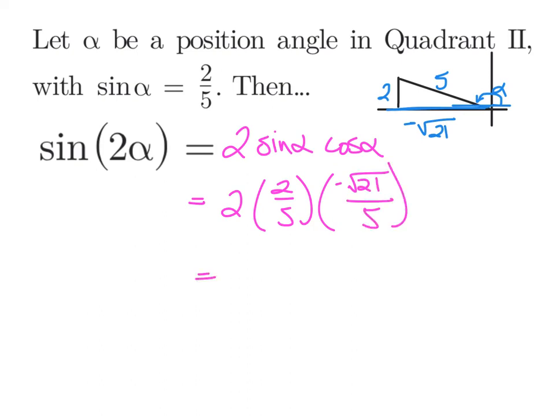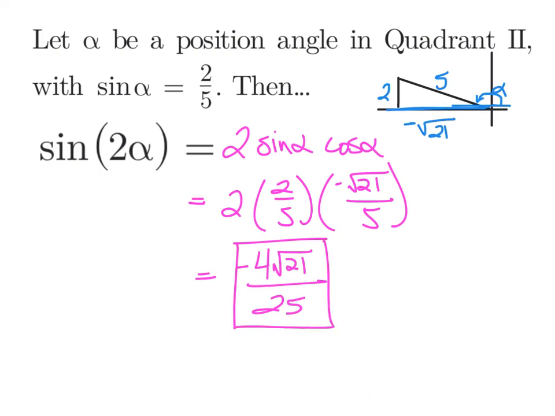Then we just have to do the algebra. Multiply all this together. 2 times negative root 21 is negative 4 square root of 21, and 5 times 5 is 25. Does it make sense that this answer should be negative? Well, if you think about our angle alpha, because it's in the second quadrant, it's got to be between 90 and 180 degrees, which means when I double alpha, it's going to be between 180 and 360 degrees, making 2 alpha be in quadrants 3 or 4. Anytime we take the sine of a value that's in quadrant 3 or 4, that value is going to be negative.